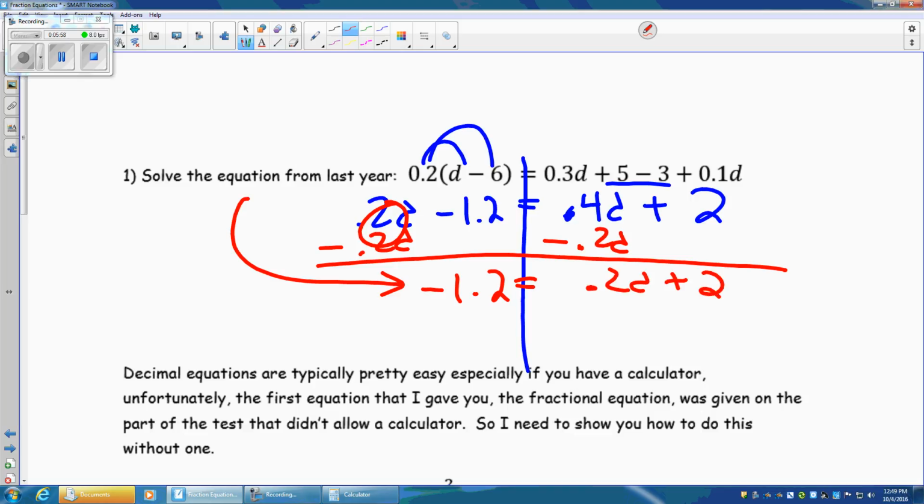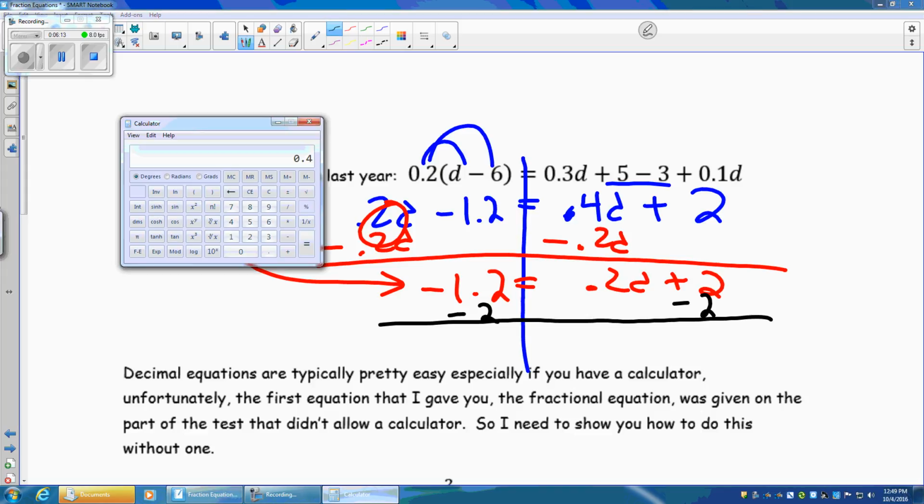All right. Here comes the hardest part of this problem. How do I get rid of this positive 2? I minus 2 on both sides. This was the spot that I was going nuts when my students were doing this. A lot of them missed what is negative 1.2 minus 2. Negative 1.2 minus 2 is negative 3.2.